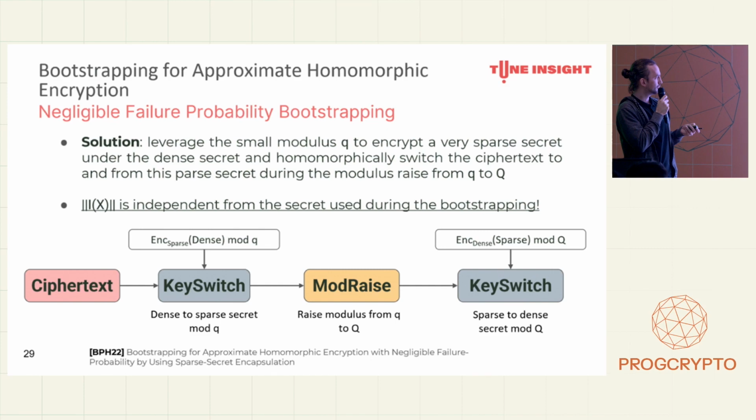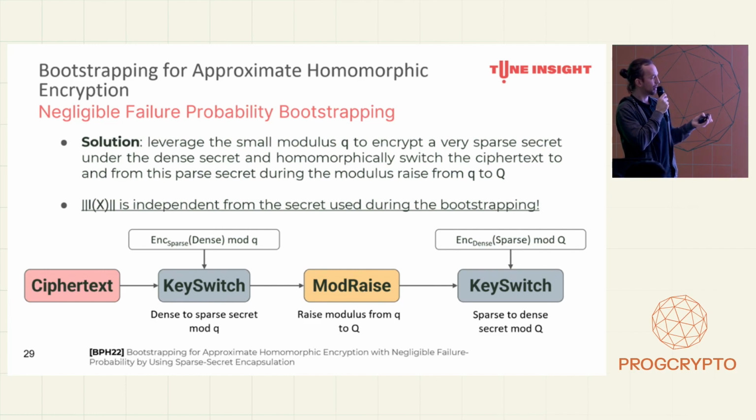And the solution is to leverage the property of the ring LWE, or the LWE, which is that the smaller your modulus is, the more secure it is, and the sparser your secret can be. So the idea is that since what you give as input to bootstrapping has a very small modulus, then it's much more secure than the larger instance, but you still have the same ring degree. So you can use a very sparse secret with this small modulus.